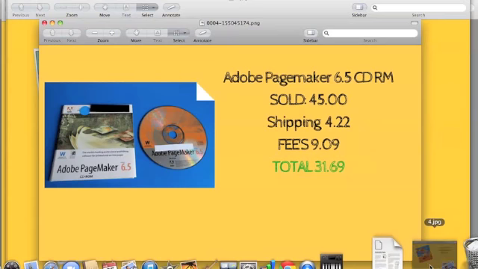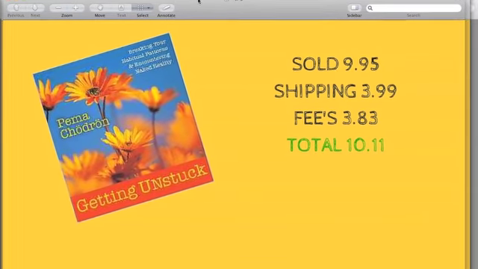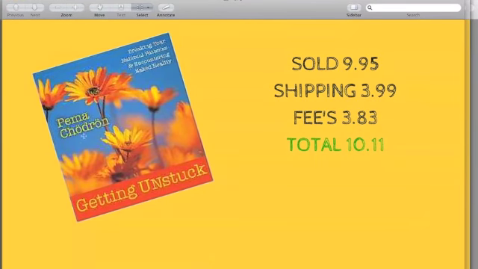Let's see here. I'll go on, guys. And the last item I sold, audiobooks. I have a lot of audio CDs. This is one I sold. And sometimes I just pick them up. I don't even scan them at the store. I just scan them when I get home. I paid 99 cents for it because it's considered media. It says Getting Unstuck. I sold it for $9.95. Shipping was $3.99. Fees were $3.83. I made a net profit of $10.11, guys.